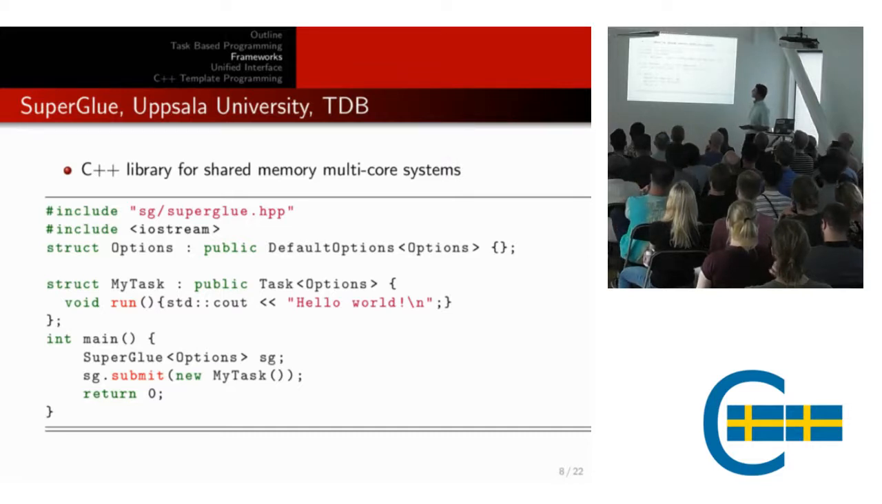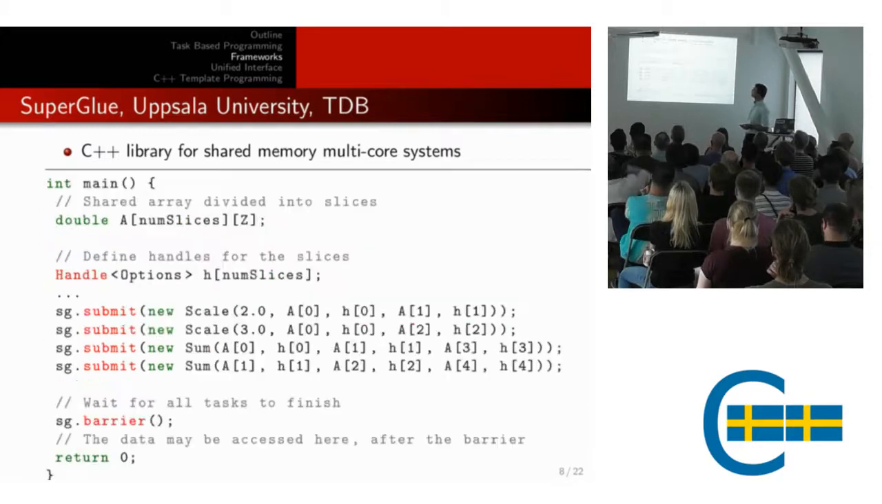To have more detail about these things, now a more advanced example is that we are going to scale a vector of numbers and then sum them together with these four lines.